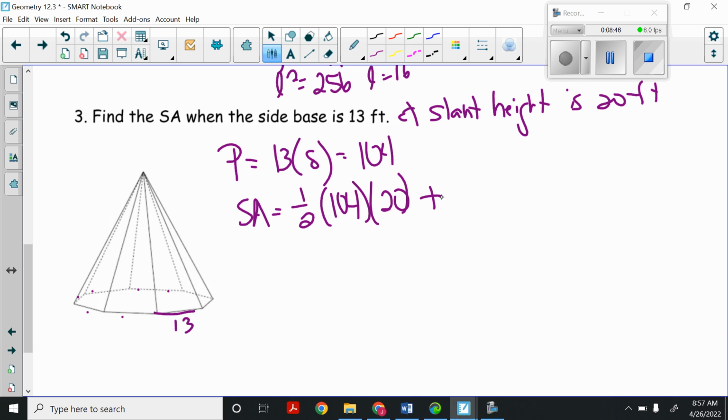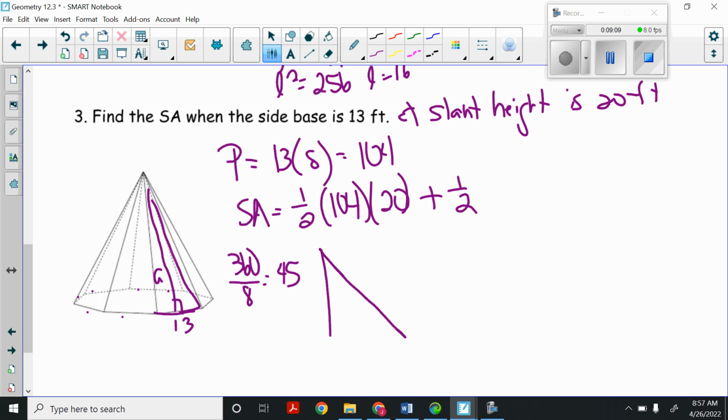Our base is an octagon, so remember the area of that is 1/2 the apothem times the perimeter. So we need to find our apothem here, right? And again, that's this side when we make that triangle. So again, I would do 360 divided by 8 to get that big central angle of 45. But then when I draw that triangle out, I have to cut 45 in half. So this angle is 22.5.